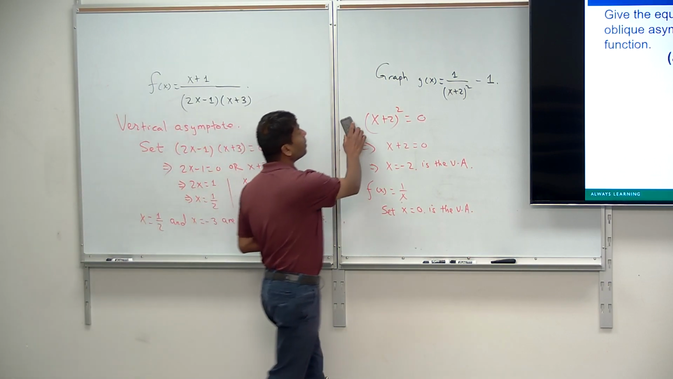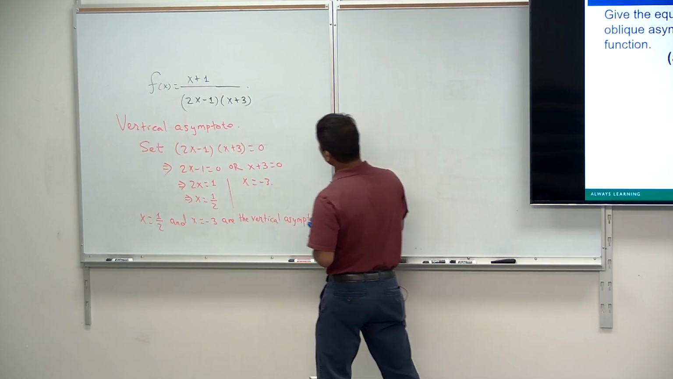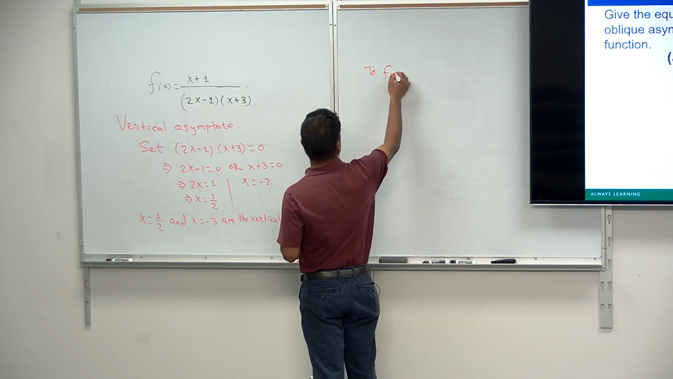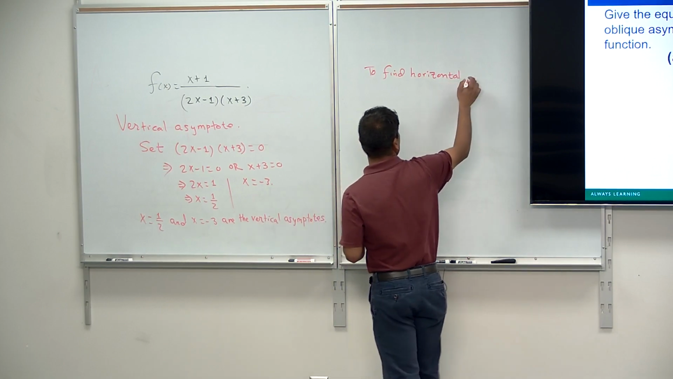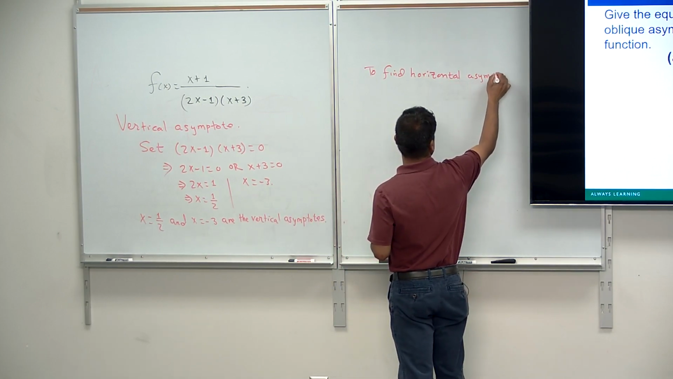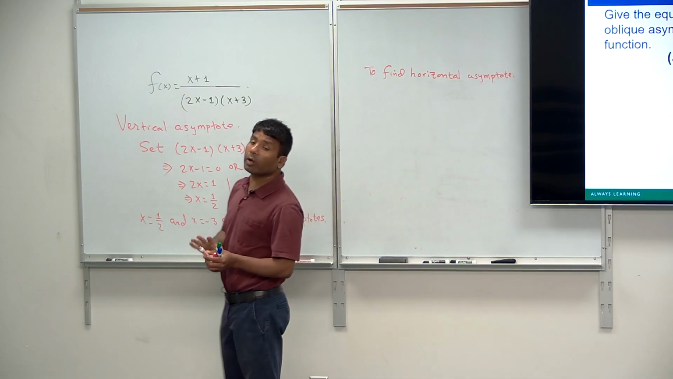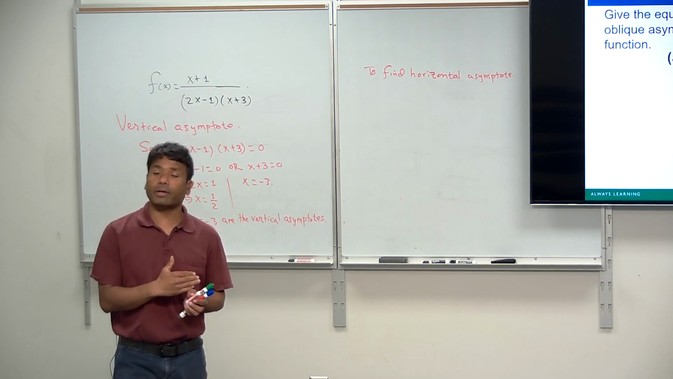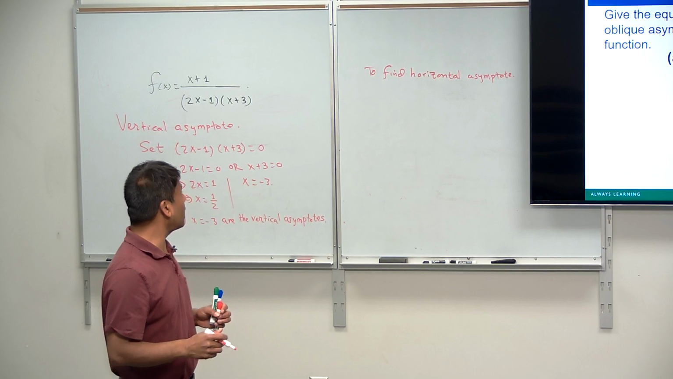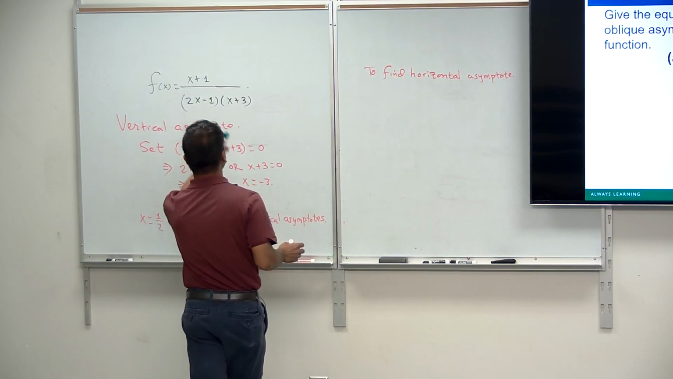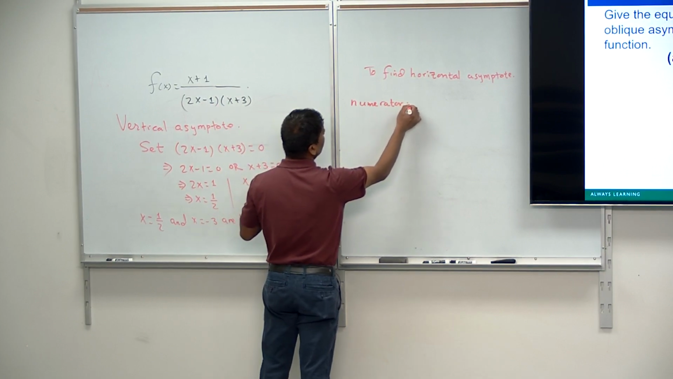And then if you want to find the horizontal asymptote, what you need to do is find the degree of the numerator and the degree of the denominator. So what is the numerator of this function? Yeah, the numerator is x plus 1.